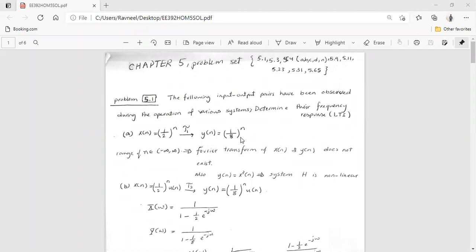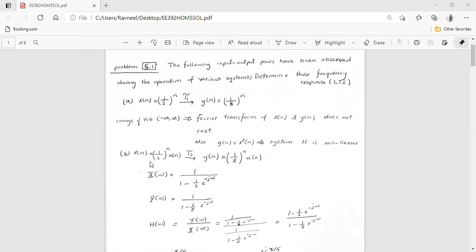And the other thing is that if you see closely, you can relate y of n with x of n as x to the power of 3, right? In that particular case, x to the power of 3 is non-linear. So if the system is non-linear, we do not have to determine the frequency response for the particular system, right? Like in this particular case.